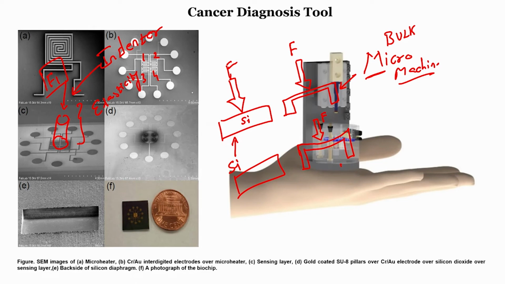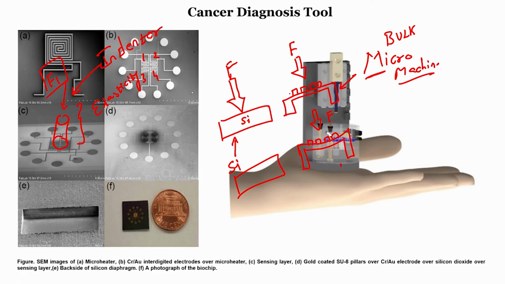Then if I have a piezo resistor on this silicon wafer, what do you see here? There is a bending of the piezo resistor. This bending will cause a change in the resistance. So, the stress in the piezo resistor will cause a change in resistance.